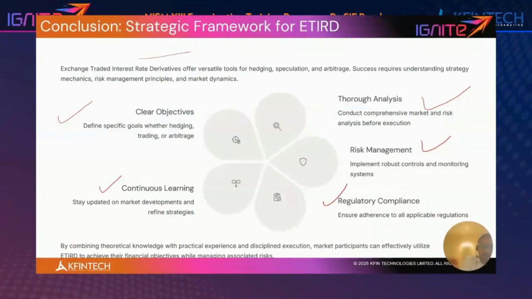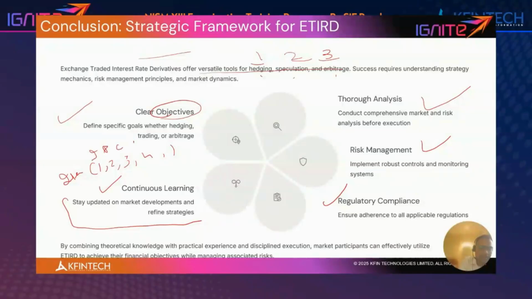Interest rate derivatives often offer versatile tools for hedging, speculation, and arbitrage. We saw that there are three types of participants: hedgers, speculators, and arbitrageurs. You should be clear in your objective whether you're a hedger, speculator, or an arbitrager. It's a continuous learning curve. Why? Because the interest rate market has many moving parts: interest rate yield, prices, convexity, duration, and anything in the global market can impact it. So you are required to continuously learn the market movements.